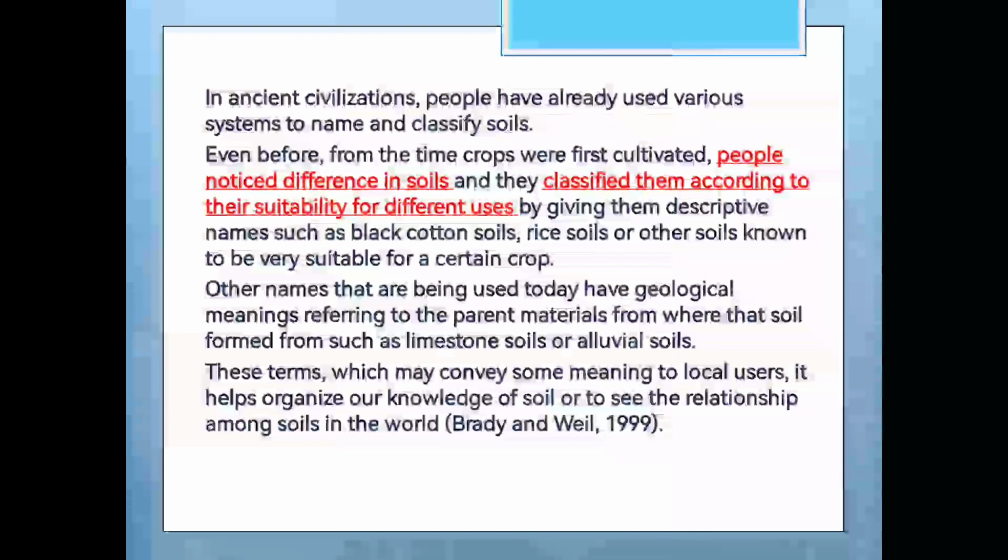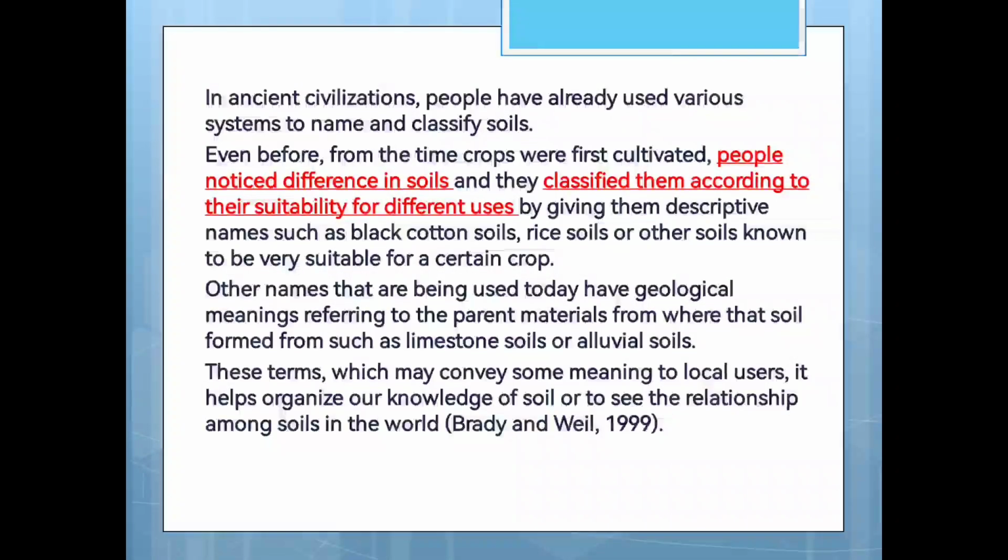In ancient civilizations, people have already used various systems to name and classify soils. In fact, from the time crops were first cultivated, people already noticed difference in soils, and they classify them according to their suitability for different use. Like, binibigyan nila ng pangalan yung lupa such as black cotton soils, rice soils, or other soils known to be very suitable for a certain crop.